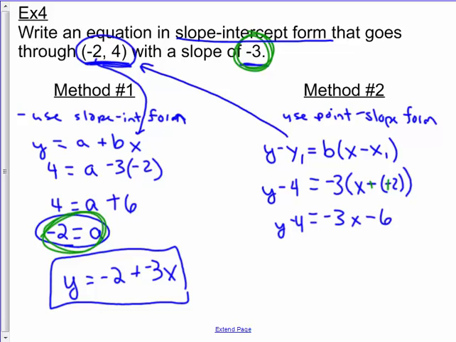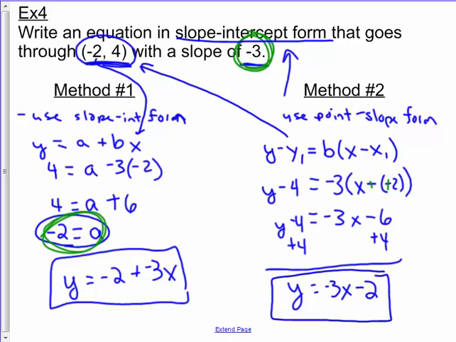At this point, it's not in slope-intercept form yet. I have to get the y alone. So I'm going to add 4 to both sides. And I get y equals negative 3x minus 2. Same thing, written just a little bit differently, but the same thing that we found in that one. So 3 different ways. 1 graphically, which we looked at in example 3, and 2 algebraically. Which one you use algebraically is up to you.